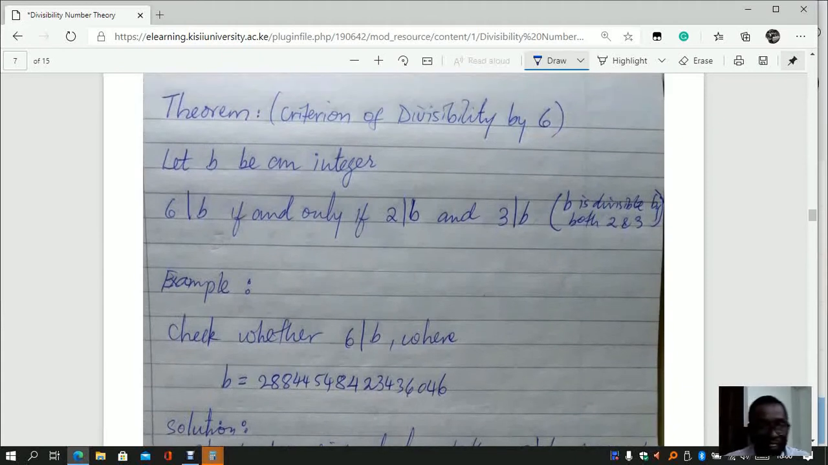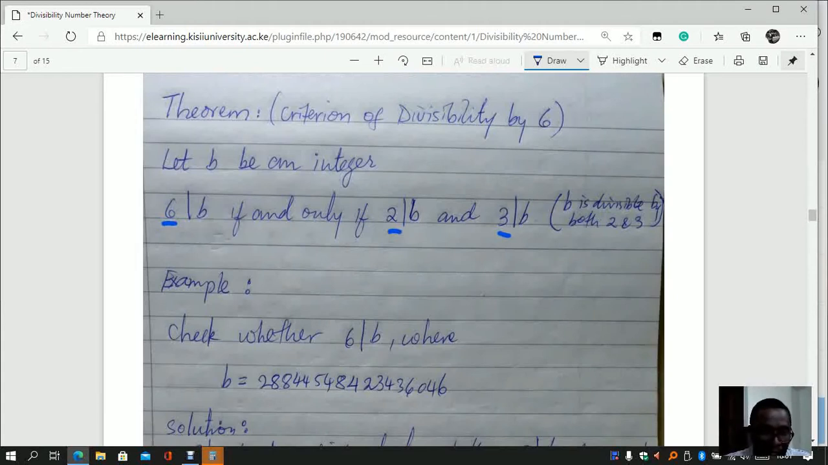Now 6 is here. The criterion of divisibility by 6: let B be an integer. 6 divides B if and only if 2 divides B and 3 divides B. Now you note that 6 here is a multiple of 2 and 3. So we are going to put these two criteria together and use them here.